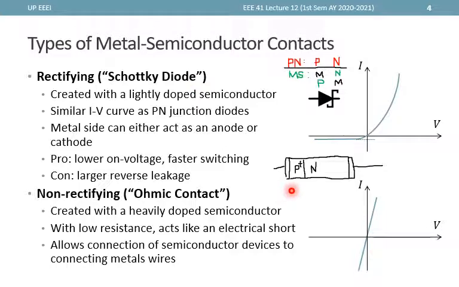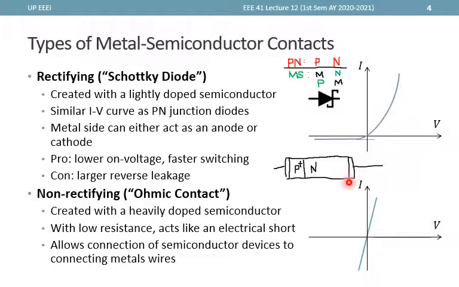So for example, we have a P plus N diode and we want to connect it to, say, the outside world using metal wires, then we'll have to use ohmic contacts on either end of the device. So if we add a metal here, since this one is already heavily doped, then we expect that this one will produce an ohmic contact and act like an electrical short ideally.